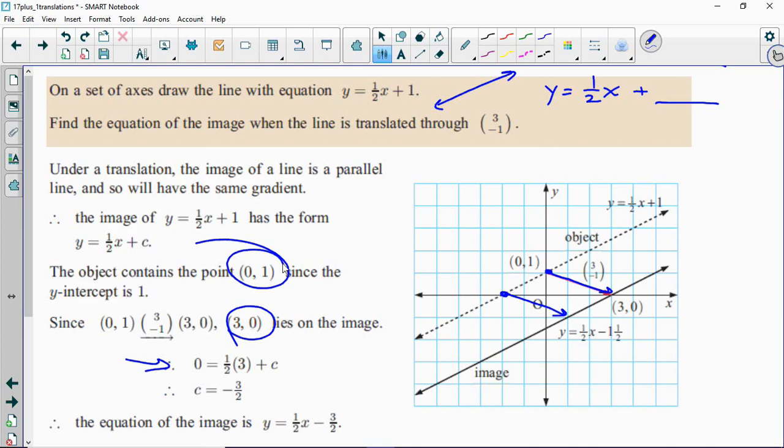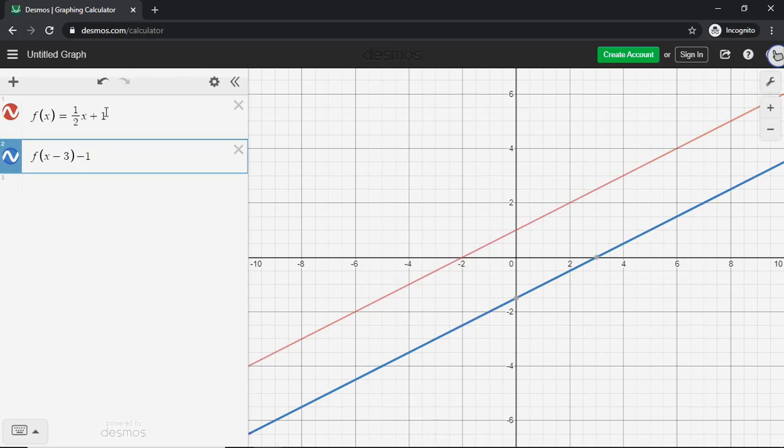So here on Desmos, I've graphed the original line, f of x is 1/2 x plus 1. And then I'm graphing my second line. And instead of typing in the equation of 1/2 x minus 3/2, I'm just typing in f of x minus 3 minus 1, because we were told in the problem that it is being translated 3 units to the right and 1 unit down.